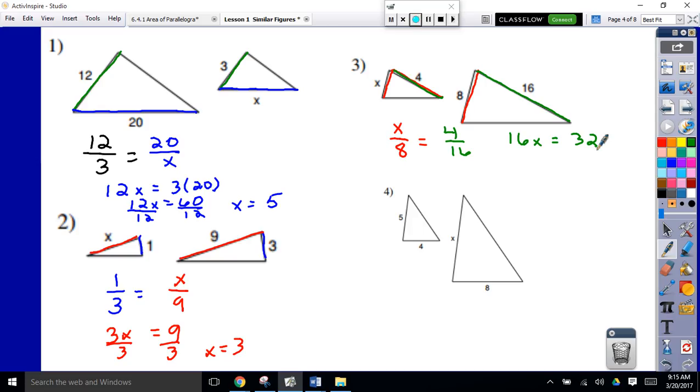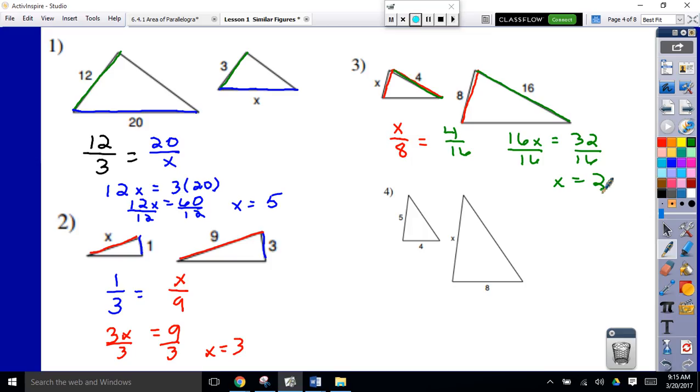And if you do the ratio divided by 16, you should get 2. Okay. So x equals 2. Excellent job. Try to volunteer to do number 4. Go ahead, Caleb. What do you want to start with?